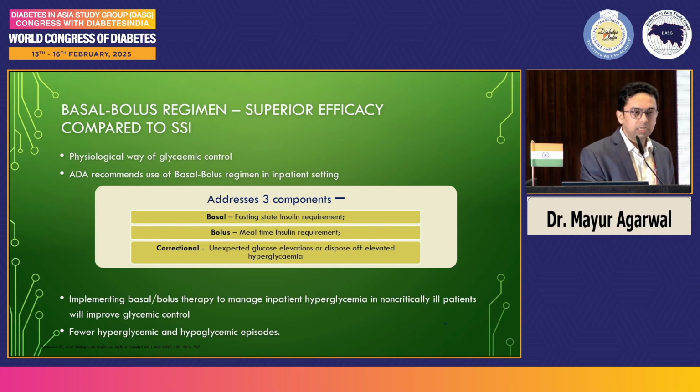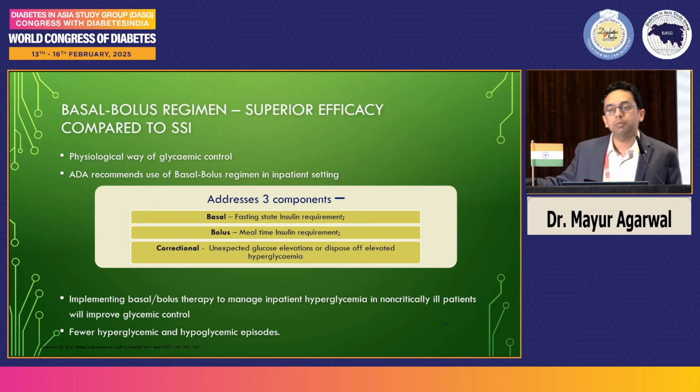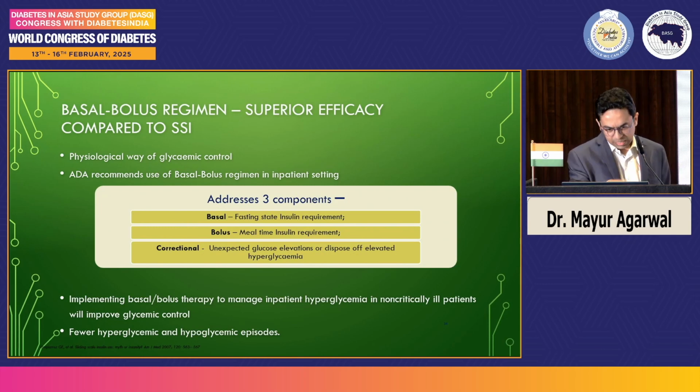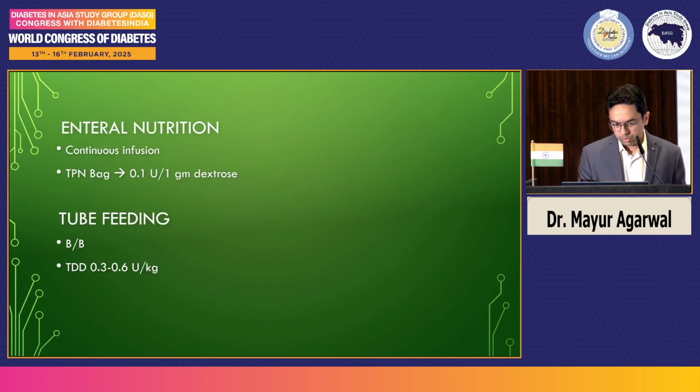Let's say the sugars are 100, it would be different; 200, 300, it would be different. The patient is eating 1 chapati, it would be different; 3 chapati, it would be different, right? So the bolus depends on what the patient is eating and what his sugar is at that time. Correctional dose I have already told you.